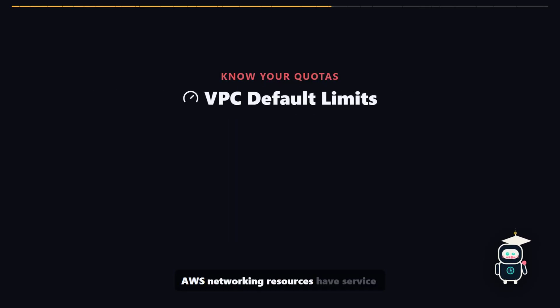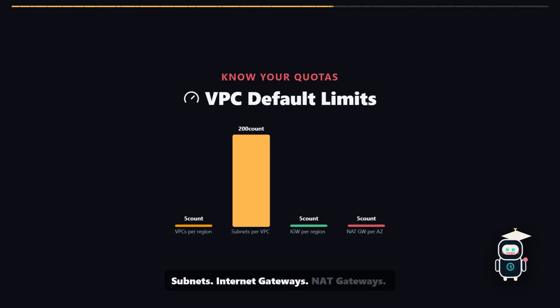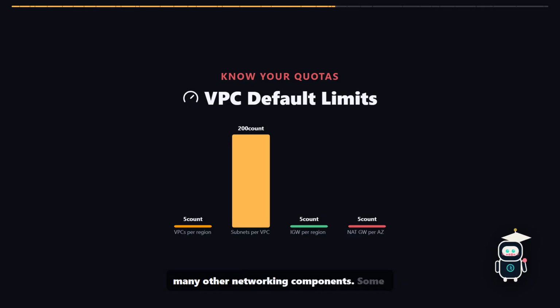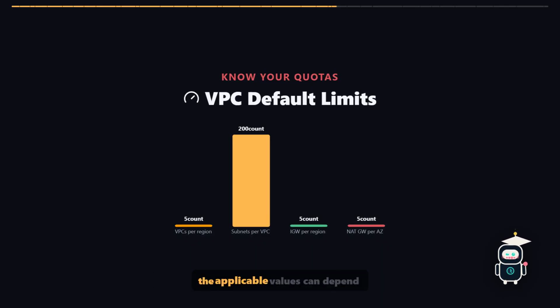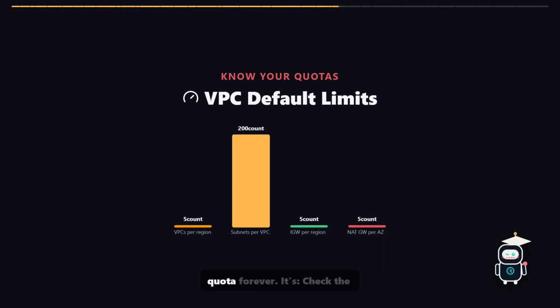AWS networking resources have service quotas. There are quotas associated with resources such as VPCs, subnets, internet gateways, NAT gateways, route tables, routes, security groups, network interfaces, VPC endpoints, and many other networking components. Some quotas are adjustable. Others have architectural or service-specific constraints, and the applicable values can depend on the resource, region, or account configuration. That's why the professional habit isn't memorize every quota forever.